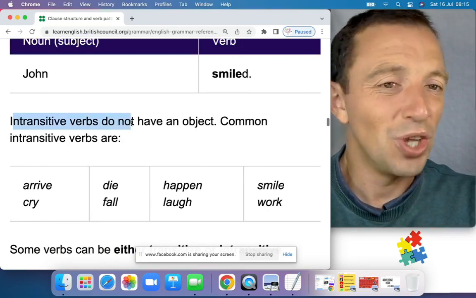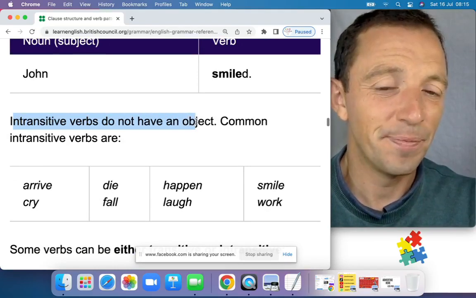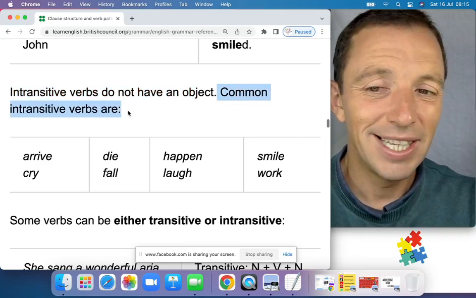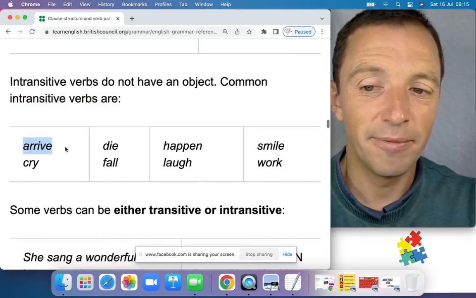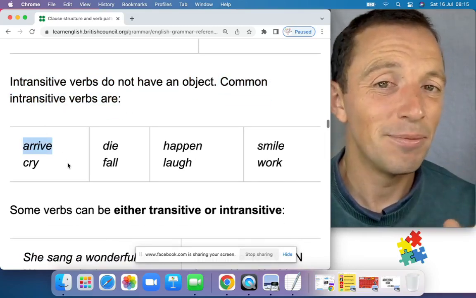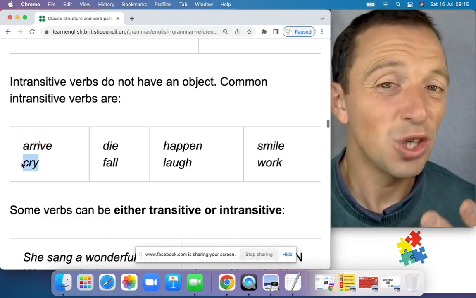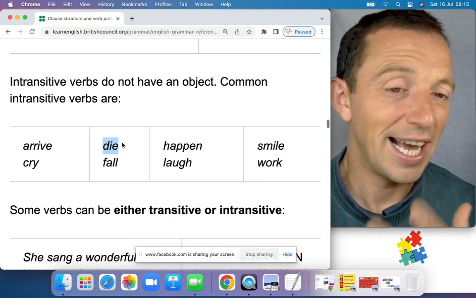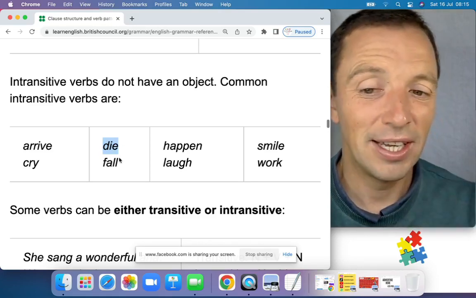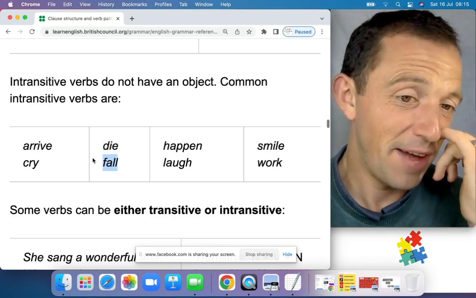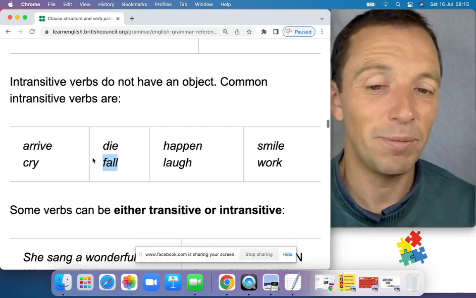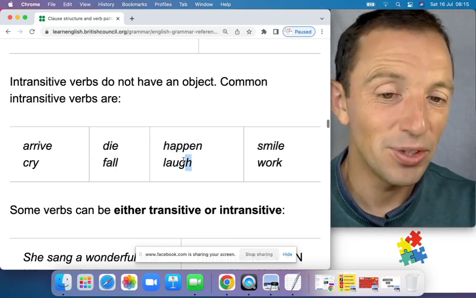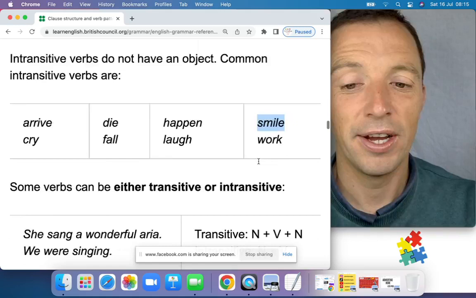Intransitive verbs do not have an object. Common intransitive verbs are arrive: you arrived late, no object. Cry: he cried, no object. Die: the animal died, no object. He fell, in the past irregular, no object, etc. Happen, laugh, smile, and work.